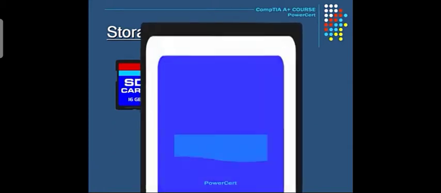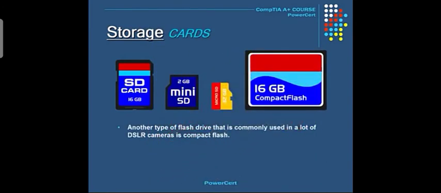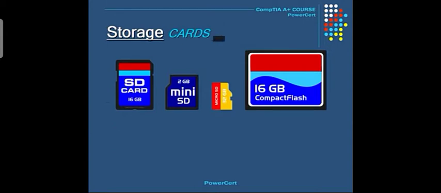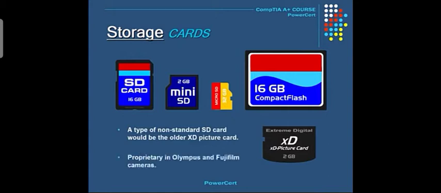Another type of flash drive that is commonly used in a lot of DSLR cameras is compact flash. Compact flash cards provide quick and easy storage for pictures and videos in DSLR cameras, and they can be easily transferred to a computer by using a card reader. And a type of non-standard SD card would be the older XD picture card, where XD stands for Extreme Digital. And this was a type that was proprietary in Olympus and Fujifilm cameras.